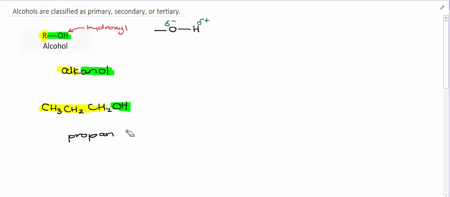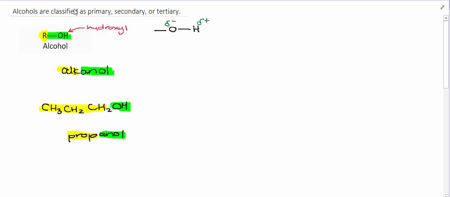Let's get rid of that. It's not propanol. Naming structure: prop from the hydrocarbon chain and anol from the hydroxyl functional group.